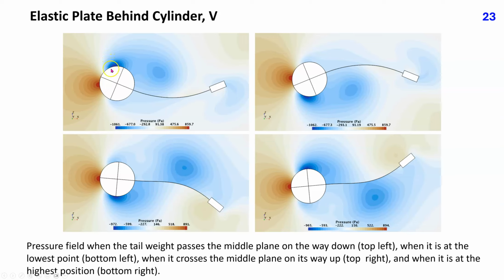These plots show the pressure field when the tail weight passes the midplane on the way down, when it is at the lowest point, when it passes the midplane on its way up and when it is at its highest position. This low pressure zone indicates that the cylinder is moving clockwise.